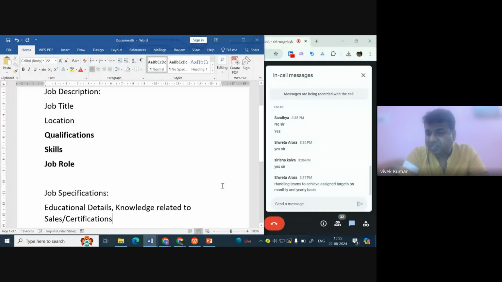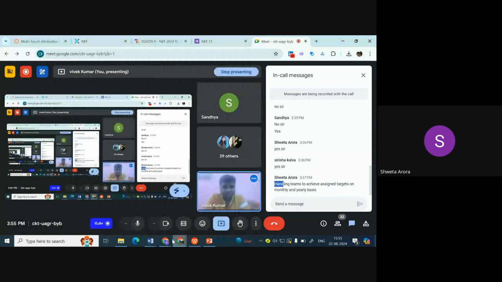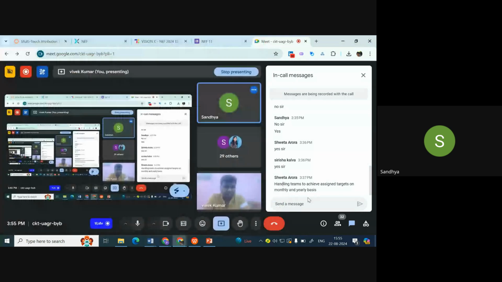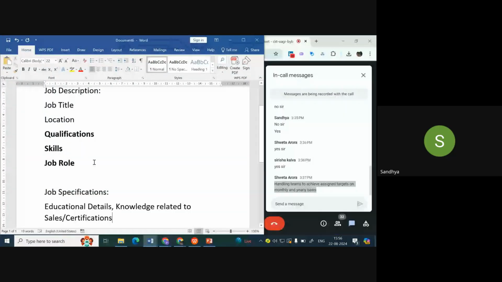Handling team to achieve certain targets in a month. So, Shweta, should this come up in the job description or job specification? Job description. In job specification, this qualification, skills will come under job specification.